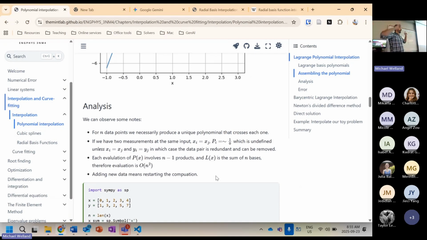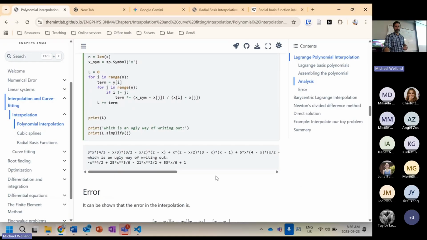If we add new data, as written like this, we have to restart the entire thing over. So Legendre polynomials, super popular. They result in a nice closed form, simple to calculate, especially for low level ones, but they don't expand very well. And n squared isn't actually great for evaluation.